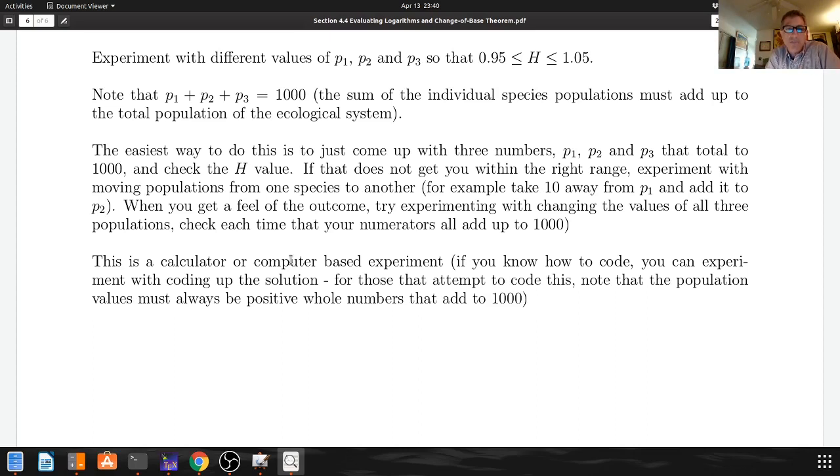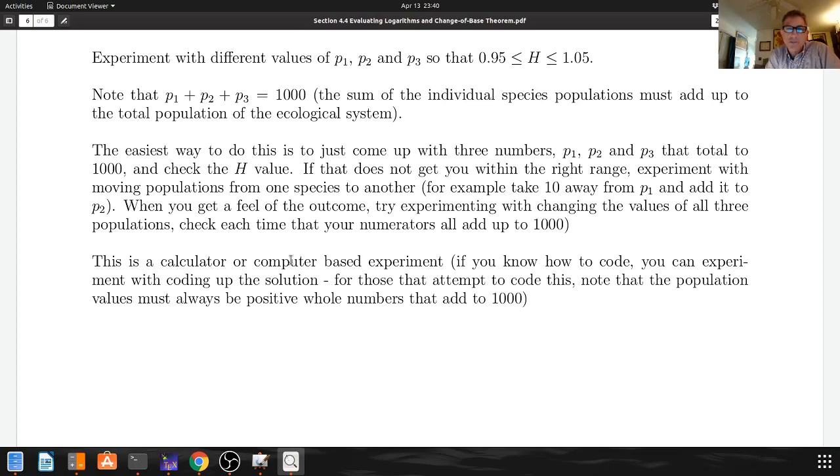When you get a feel of the outcome, try experimenting with changing the values of all 3 populations. Check each time that your numerators all add up to 1,000. So this is a calculator or computer-based experiment. I'm expecting almost all of you to use a calculator for this. If you know how to code, I coded this up using Sage. It's basically a Python-based library and interface for mathematicians. But if you know how to code, you can experiment with coding the solution.